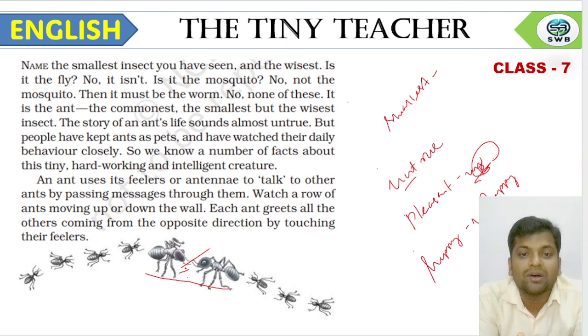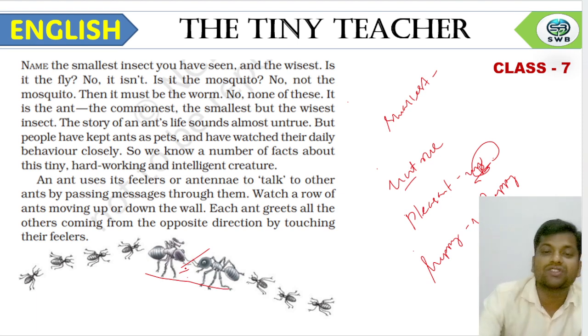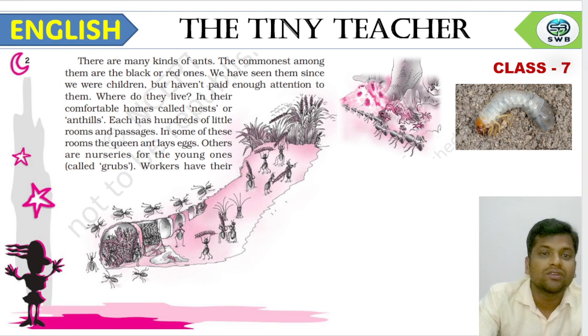So others coming from the opposite direction greet by touching their feelers or antenna. Through that touching, they pass their messages or talk to each other. So how do the ants talk to each other? With the help of antenna or feelers. The other name of feelers is antenna. Just try to remember it. I think it's very clear to you. Let's go to the second page.